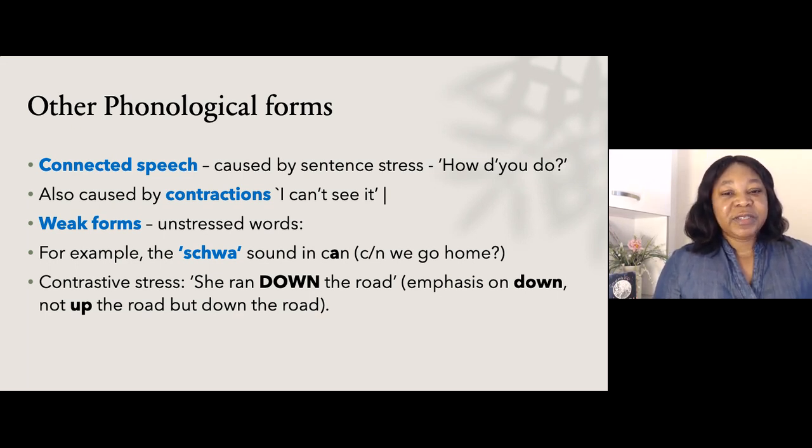We have contractions. I cannot see it. I can't see it. So you can see that the written form of English is usually different from the spoken form. When we're writing formally, we don't say, I can't see it. We say, I cannot see it. But when we're speaking, we tend to say, I can't see it.